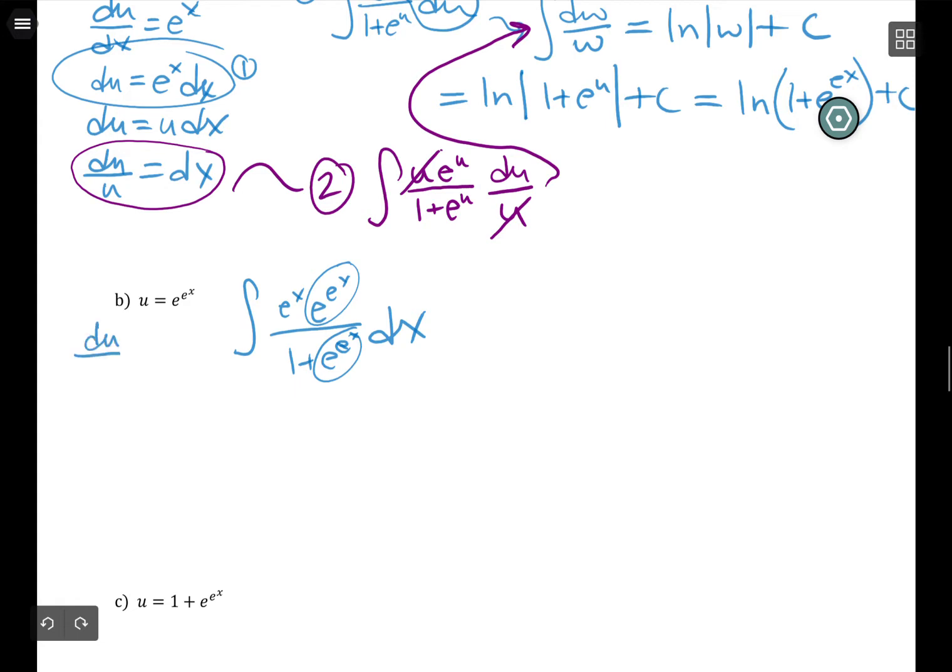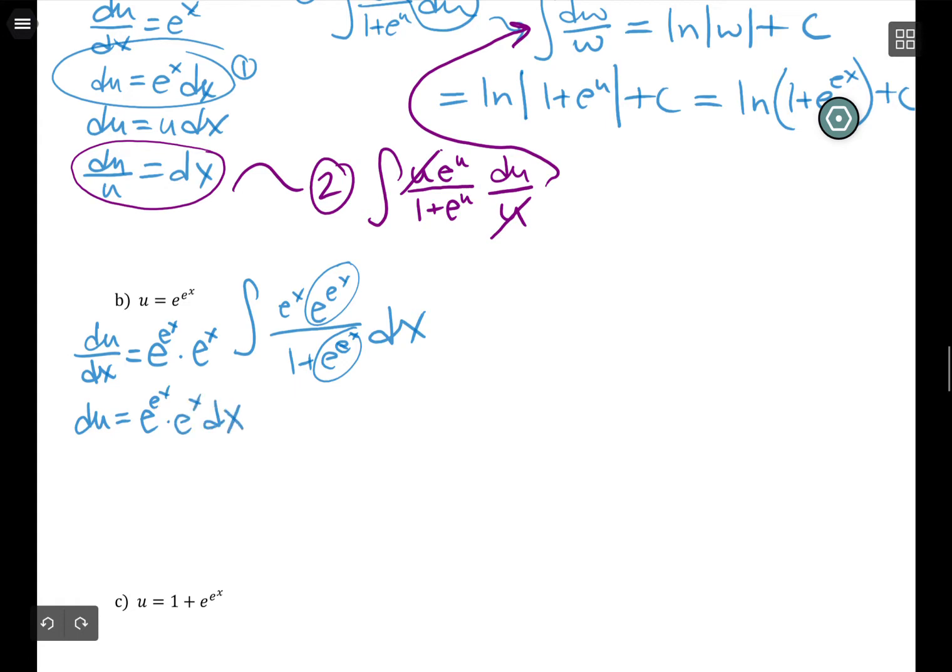So our du dx, and this is where you really do need to know your Calc 1 shortcuts, not just because we're reversing them, because we use them here. E to a function is its own derivative multiplied by the derivative of the inner function. The derivative of the inner function, e to the x, is still e to the x. So now our du is equal to e to the x times e to the x dx.